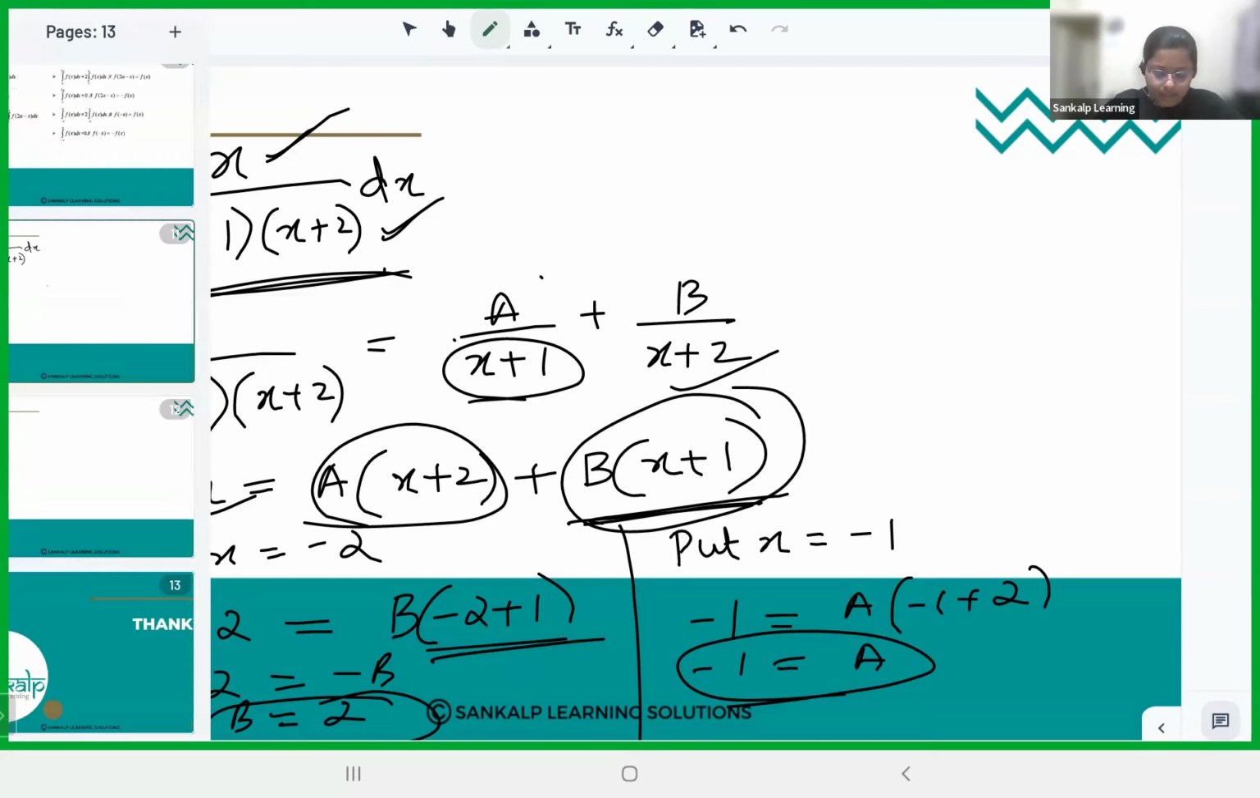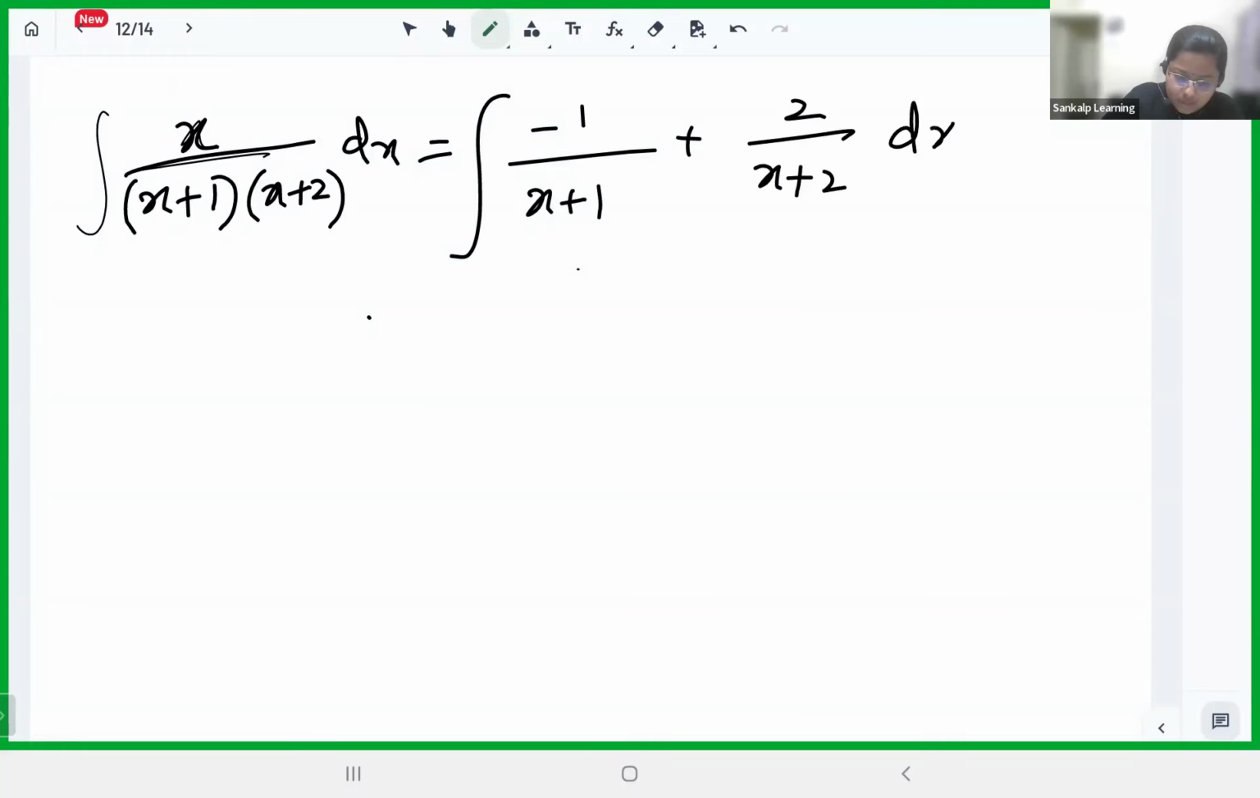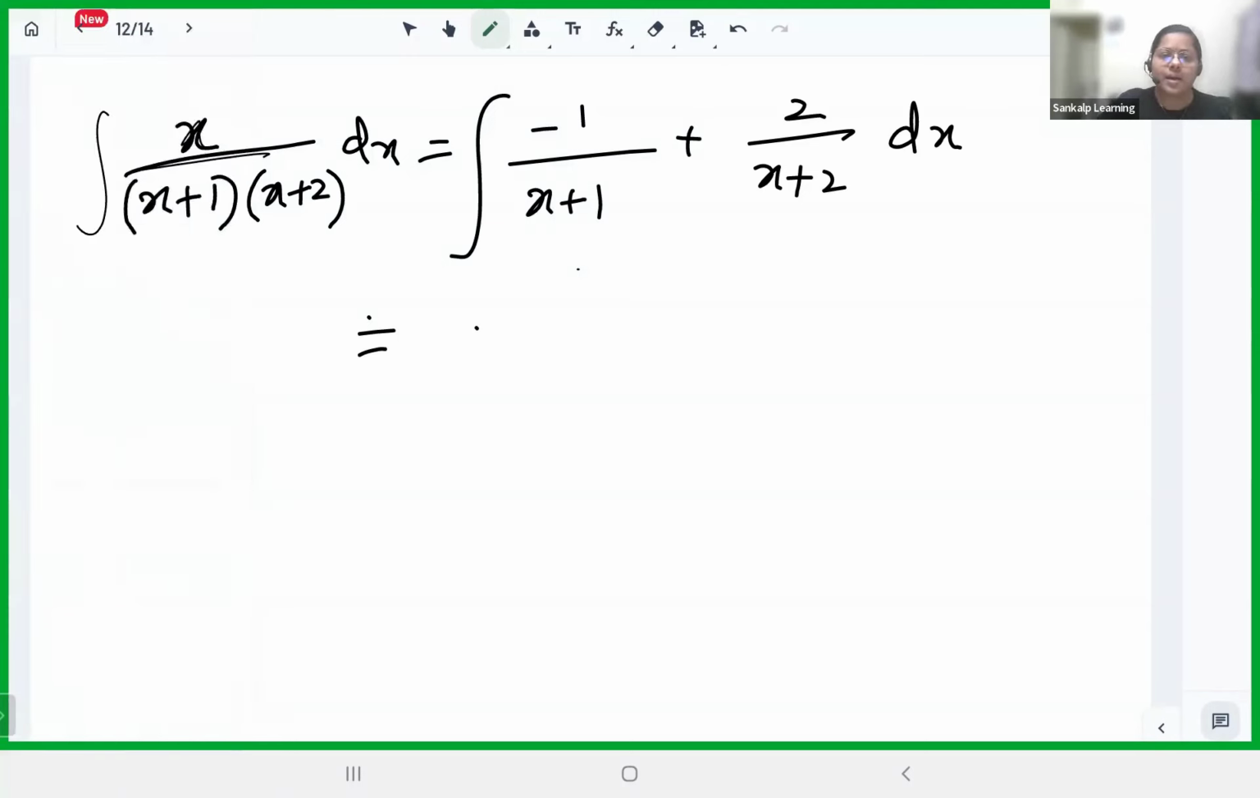Okay, now how can you rewrite this one? This is integral x by x plus 1 into x plus 2 dx is equal to integral minus 1 by x plus 1 plus 2 by x plus 2 into dx. Okay, a is equal to minus 1 and b is equal to 2, right? We have got the value of b is 2, right? A equal to minus 1. So integral minus 1 by x plus 1 plus 2 by x plus 2.